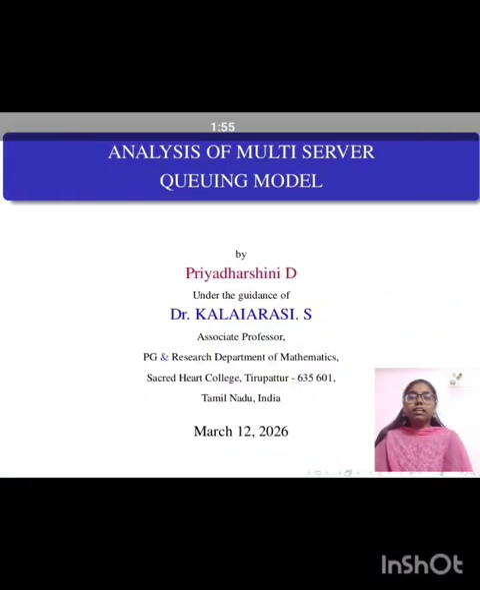I am doing my project under the guidance of Dr. Kalayarasi ma'am, and my topic is analysis of single and multi-server counters using the M/M/C queuing model. Now, introduction of queuing theory.